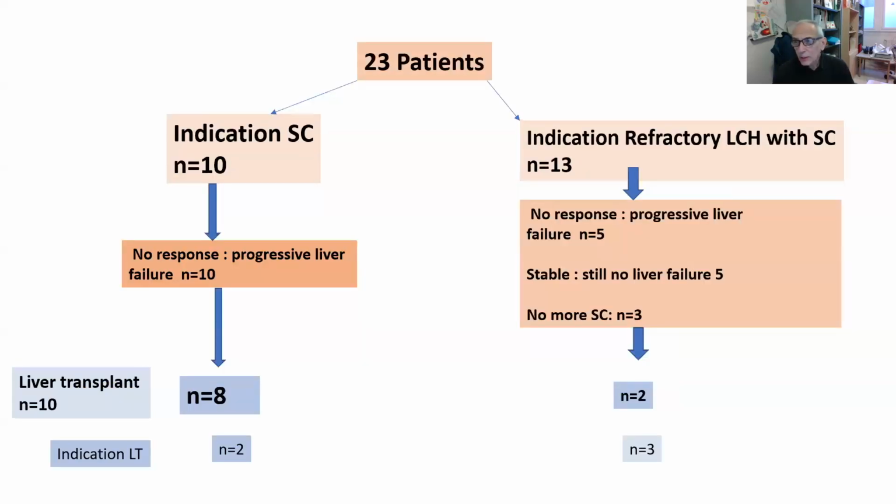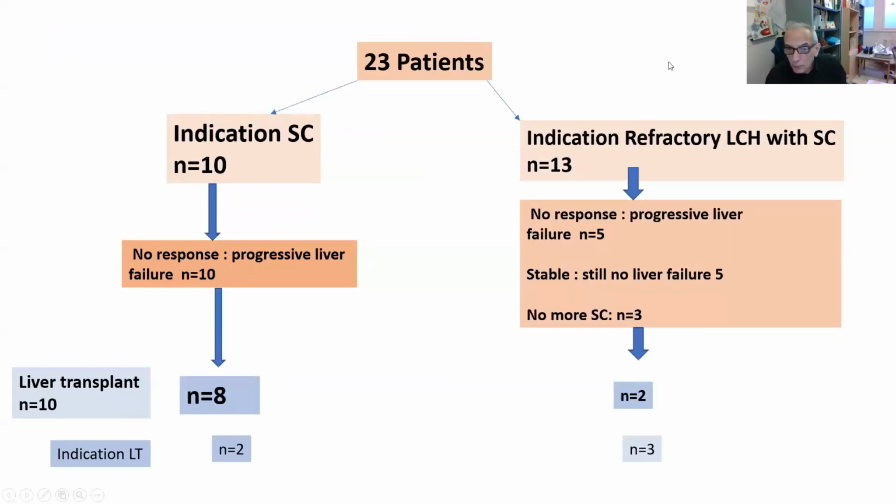So if we look at the response, it's more comprehensive than in the previous presentation, and we have more detail now. If we look at the patients who have a primary indication for sclerosing cholangitis, we have almost no response. All the patients have a progression of the liver failure, and all 8 were transplanted, and 2 are waiting for a transplant. So in this group, for which probably the sclerosing cholangitis was already fixed at the beginning, there is no effect.